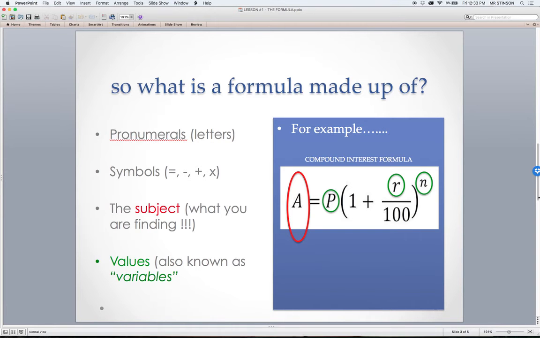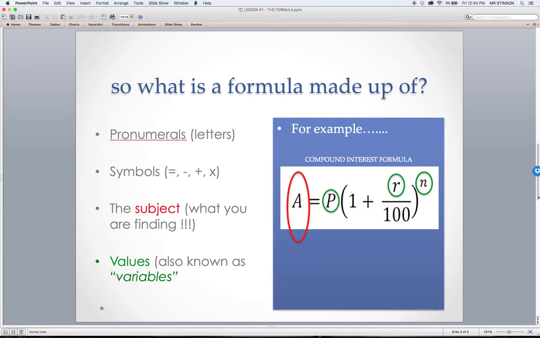Every formula will have a subject. The subject is what you are trying to find. If you look at the compound interest formula next to us, I have circled in red the subject, A. A is what we're trying to find. In the compound interest formula, we're trying to find the amount of compound interest over time. Therefore, A is the subject. A good clue is the subject will always appear on the left-hand side of the equal sign.